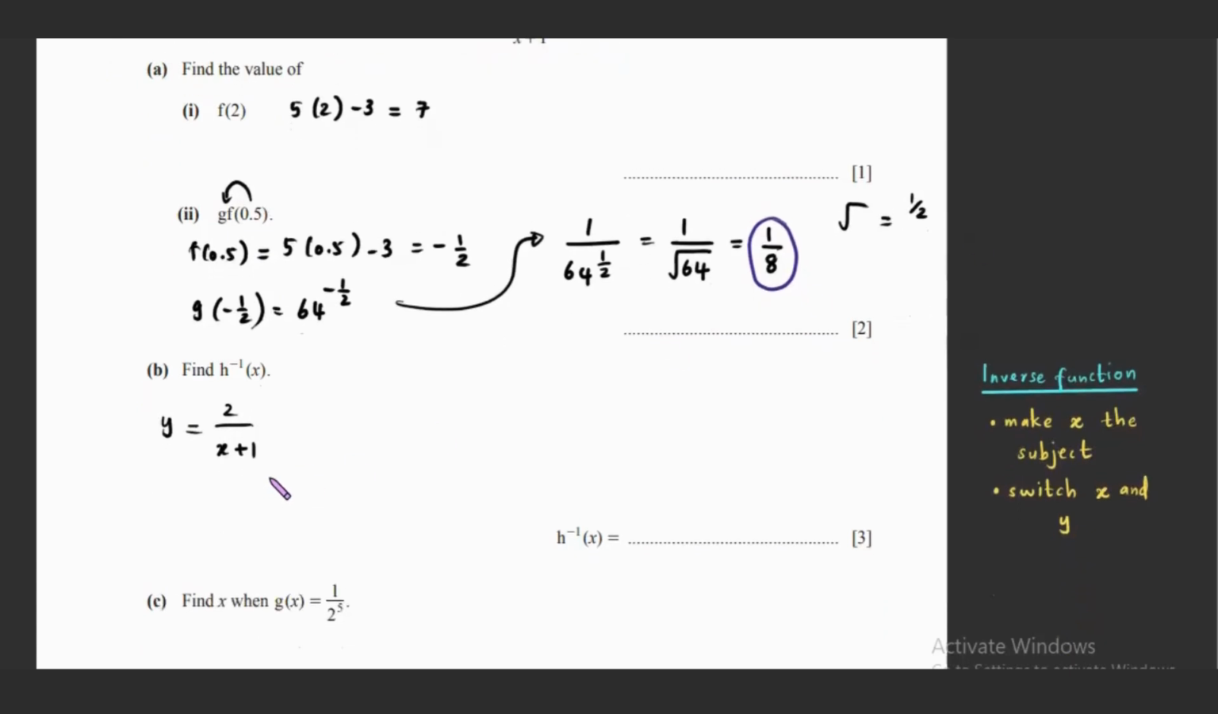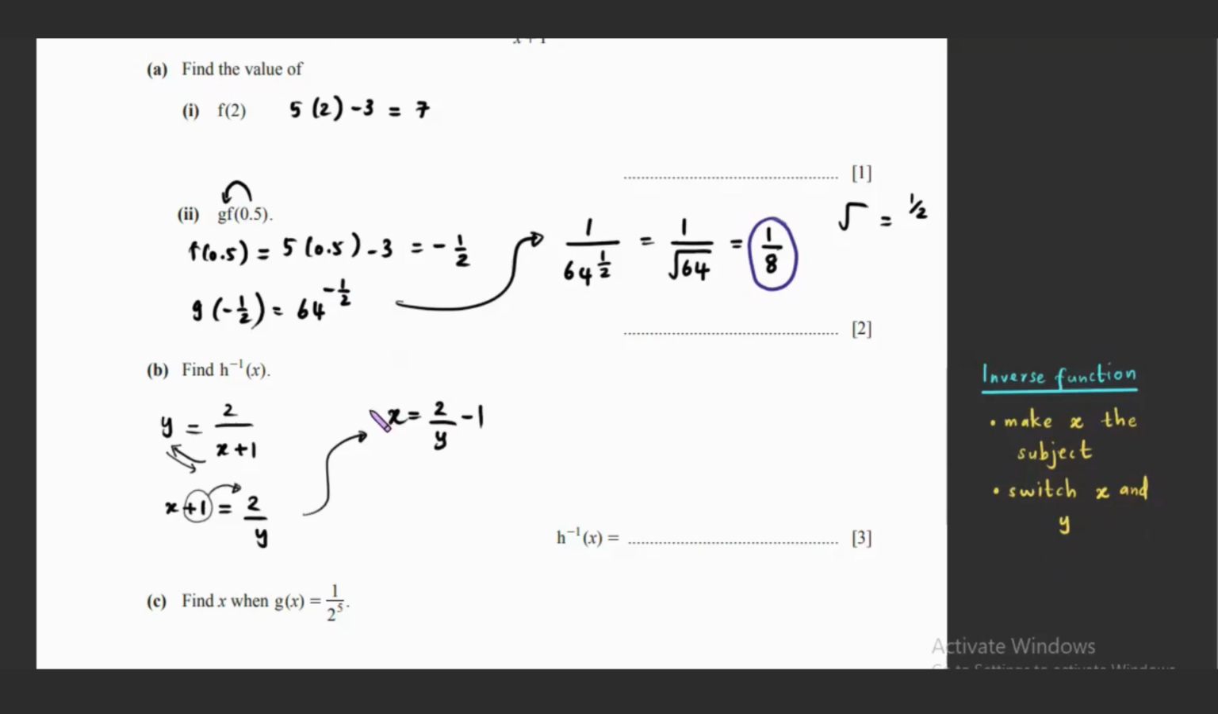Now I need to make x the subject. To make x the subject, I'm going to bring this x plus 1 to the other side and y to this side. So I can just switch the places first. So I will have x plus 1 is equal to 2 over y. And now I'm going to bring this plus 1 to the other side, that becomes minus 1. So I know x is equal to 2 over y minus 1. I have made x the subject.